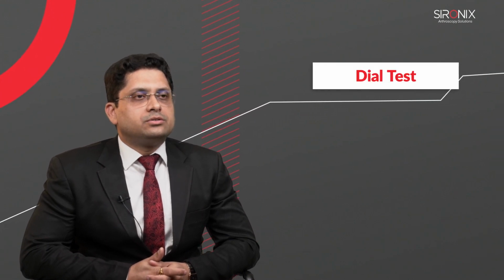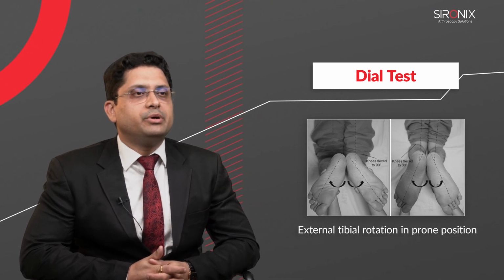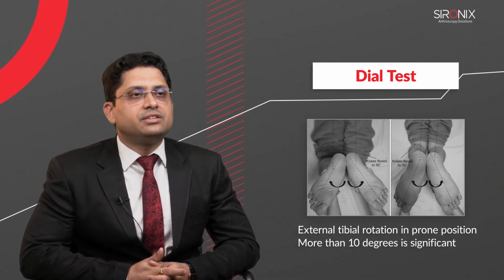The next test is the dial test. The patient is made to lie prone. Then you do an external tibial rotation. More than 10 degrees is significant.